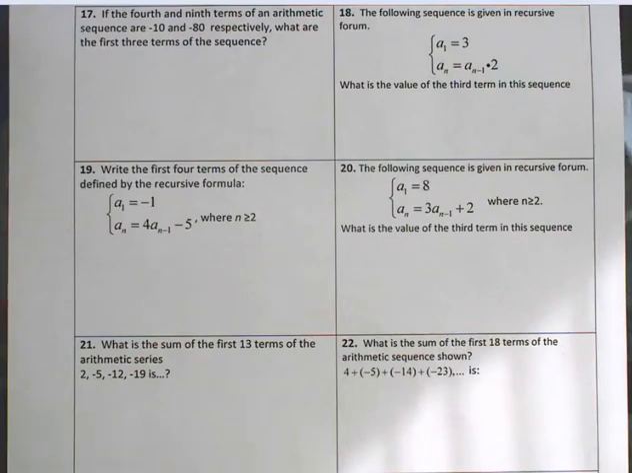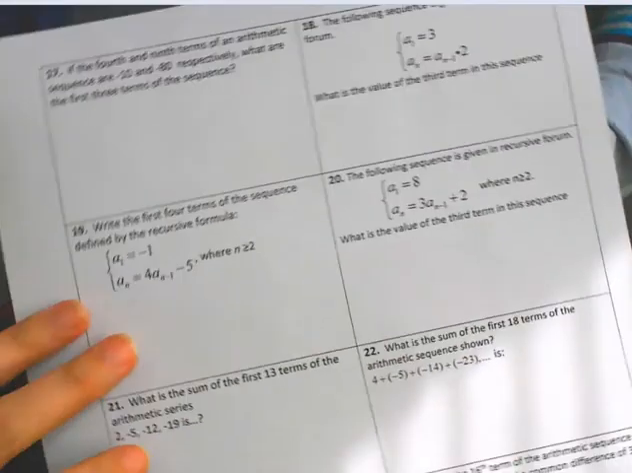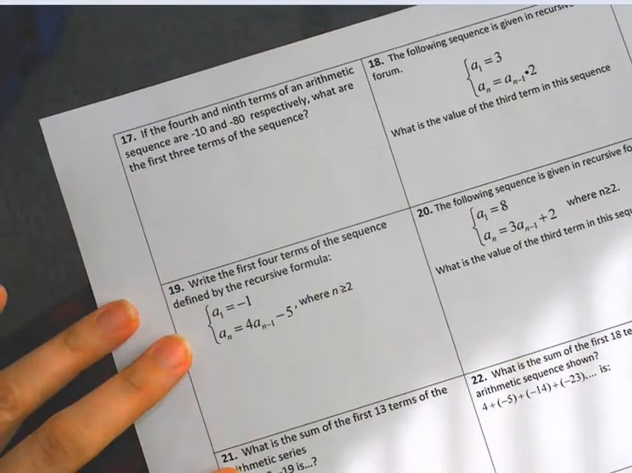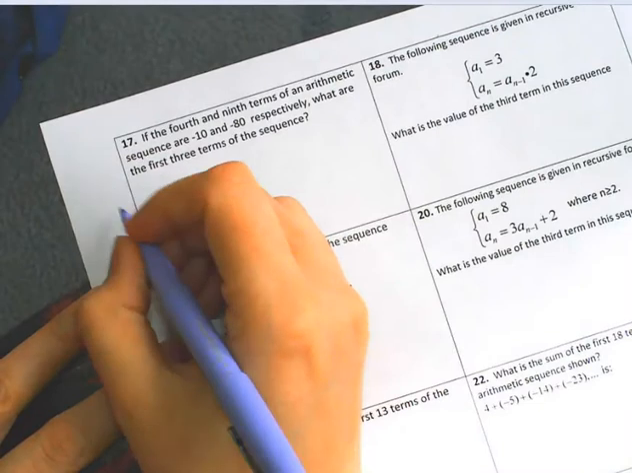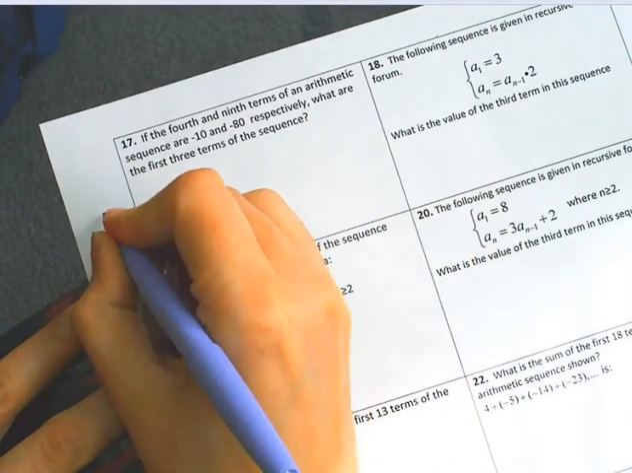Okay, this is page 3 and 4. So number 17 says, if the fourth and ninth term of an arithmetic sequence are -10 and -80 respectively, what are the first three terms in the sequence? Okay, so what this is saying is that I have a sequence of numbers.